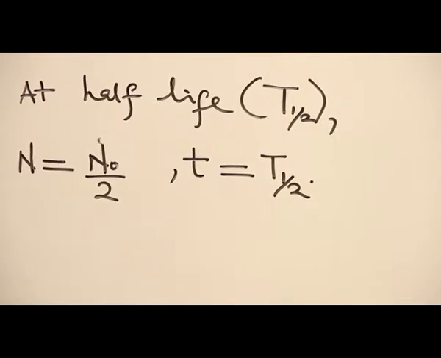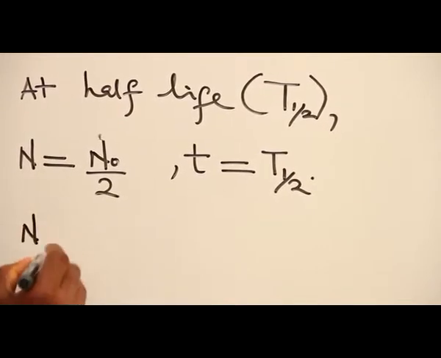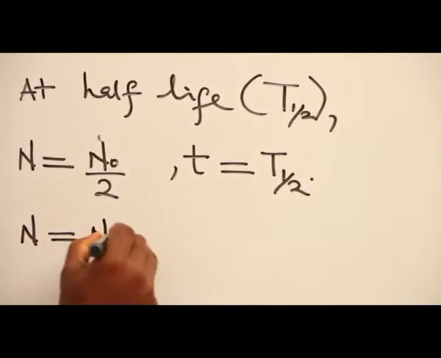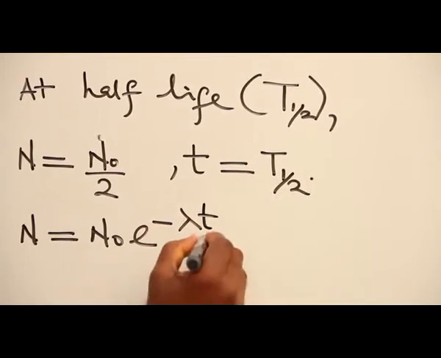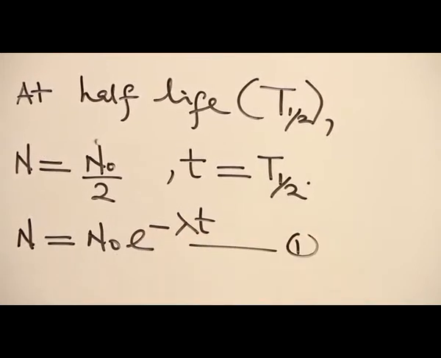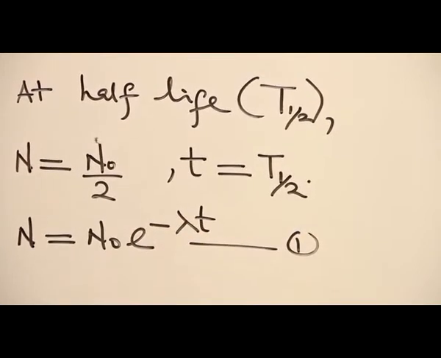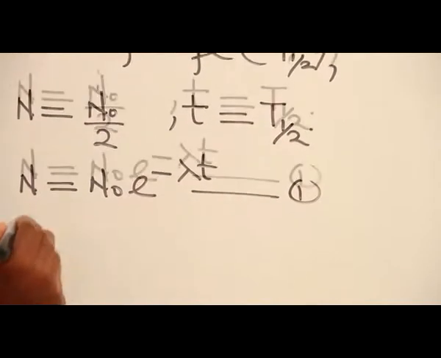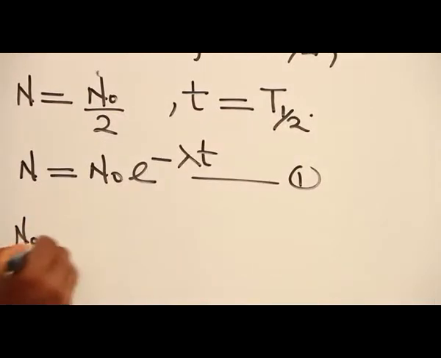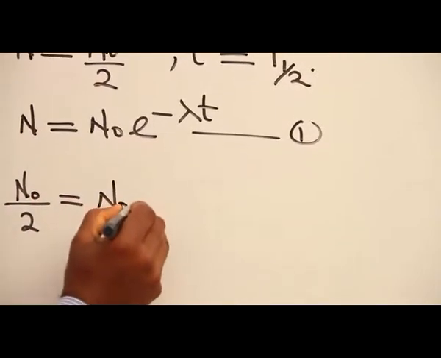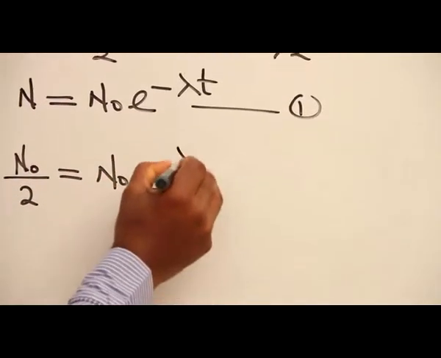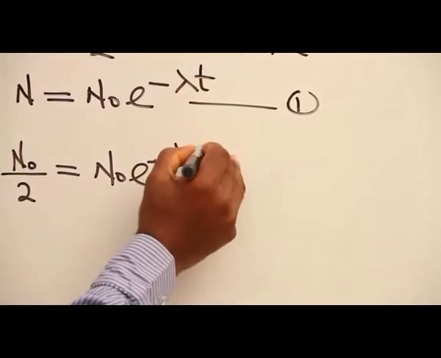If we put this information into the radioactive decay equation, we now get, that's the equation represented by 1, which I've written again. We now have the number remaining replaced by the initial number divided by 2. Then the right hand side of the equation will give you this. Then the time taken is called the half-life.